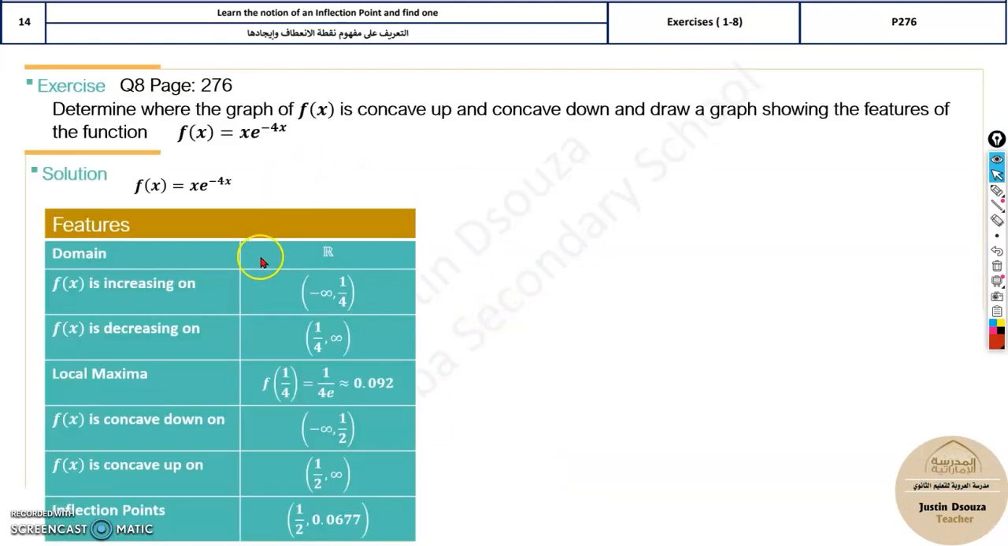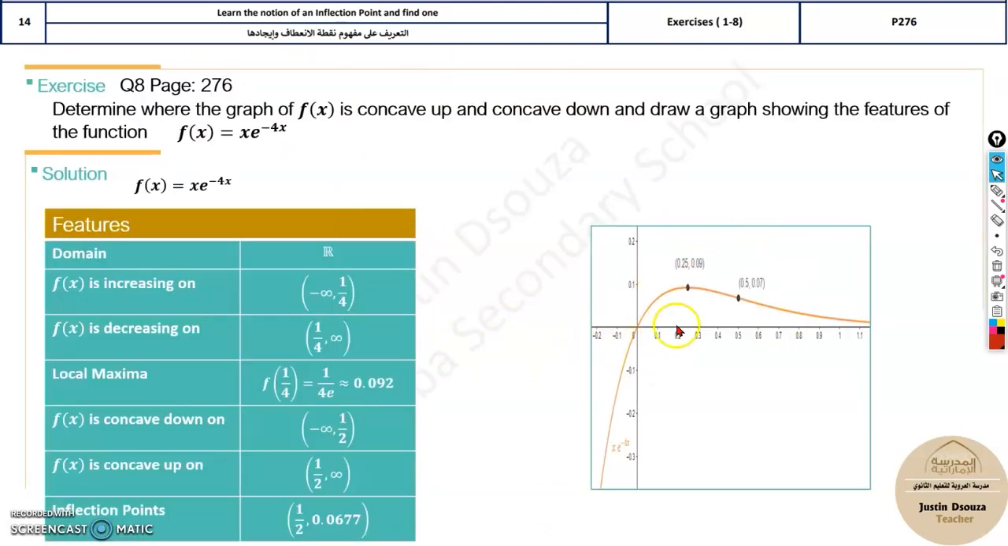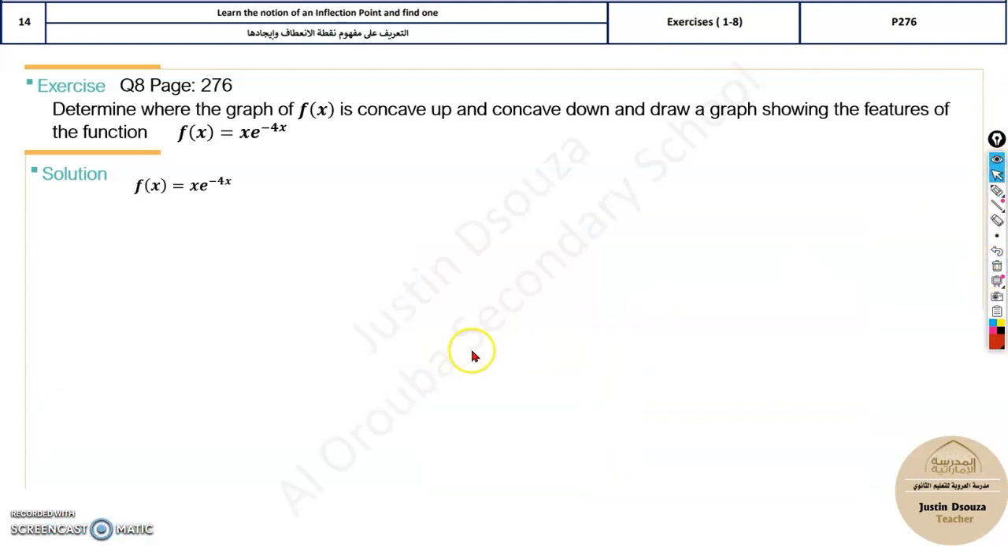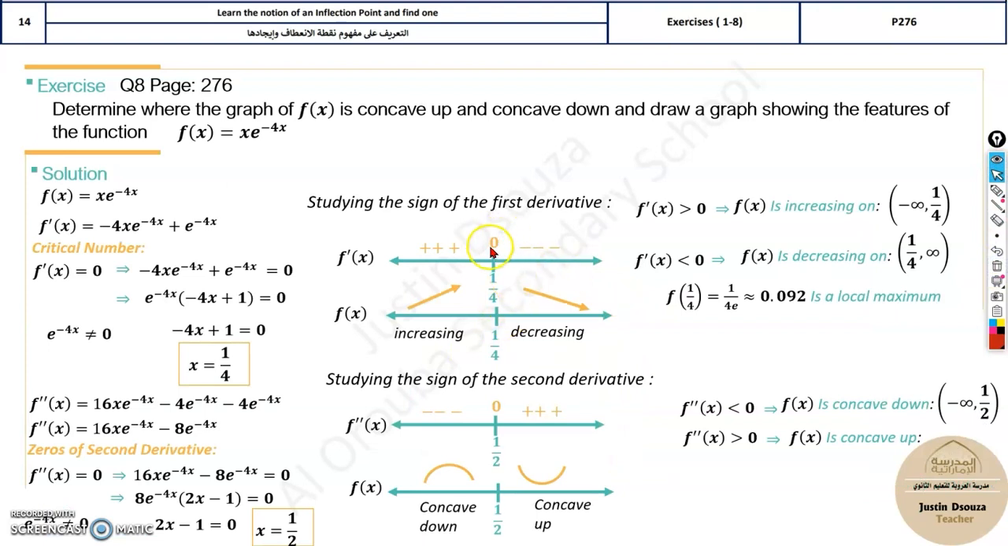Now from all the information we have, we can get a better understanding of the graph. See, it was concaving down initially till the inflection point that is over here, and then concaving up. And the critical number was over here. That is the maximum value. And see, from this much, we can get a very good understanding of the graph.